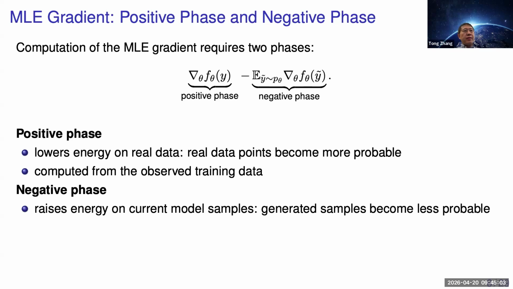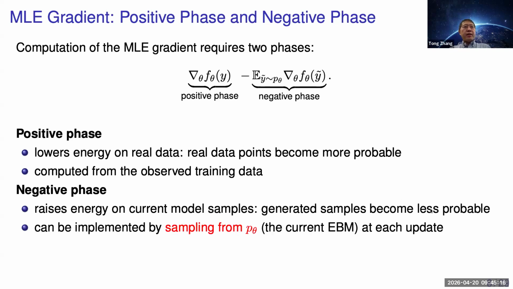You can think about it: you have a positive, you have a negative, but your generator is modified, right? So raise energy on the current model samples, right? Generated samples become less probable, so you can interpret it that way. This needs to be implemented by sampling from p theta, the current model, at each update. And this is actually the harder part.